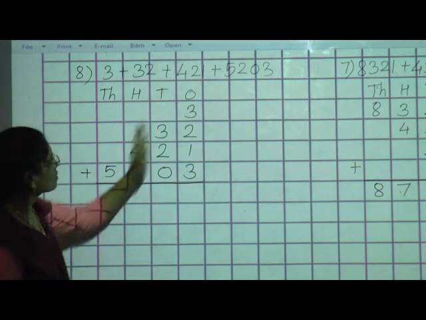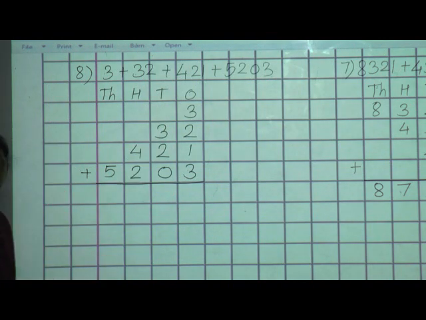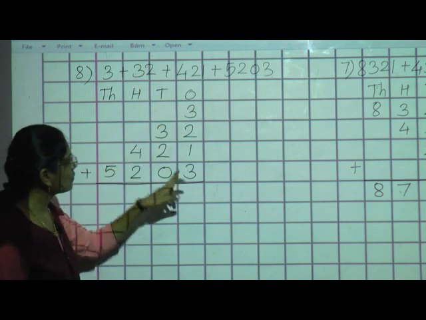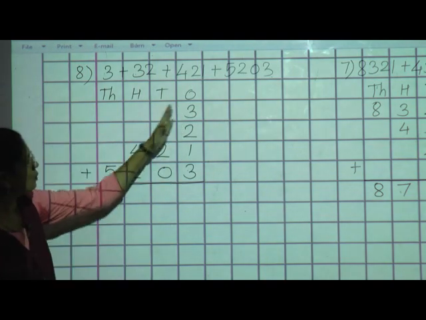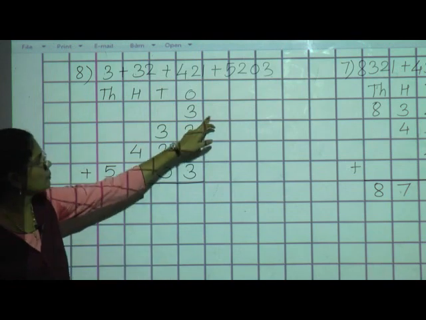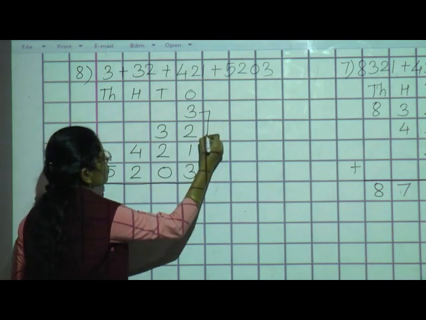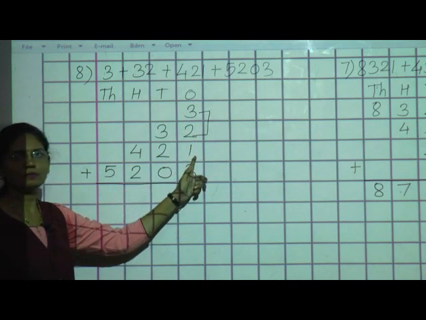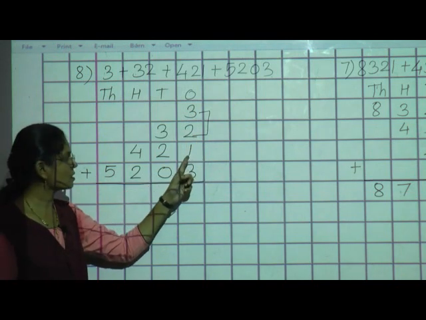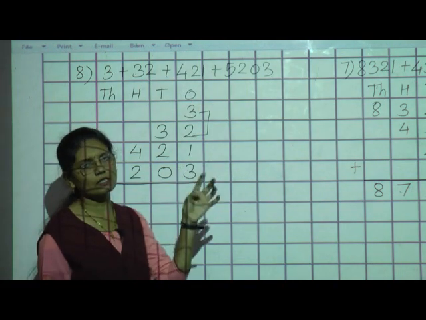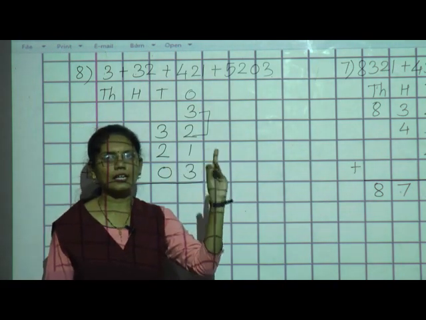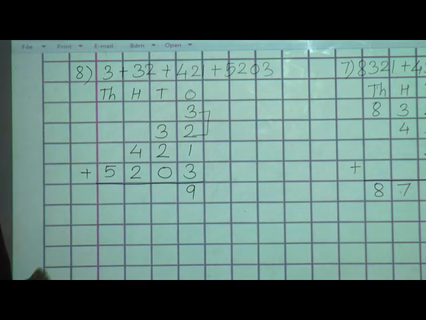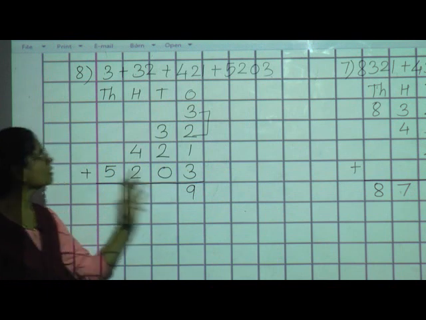Now see the ones place column. Here 3 ones plus 2 ones plus 1 ones plus 3 ones. We have to add these 4 digits. 3 plus 2, yes, 3 plus 2, 5. Okay. Now 5 plus 1. 5 plus 1, 6. 6 plus 3. After 6 you have to count 3 more fingers. 7, 8, 9. So how many ones are there? There are 9 ones. Now see the tens place number.